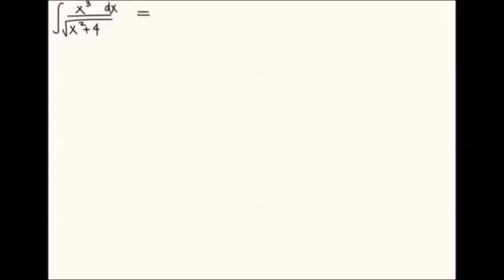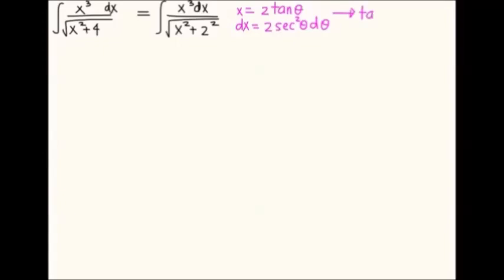We're now going to do a harder integration involving trig substitution. We have the integration of x cubed dx divided by the square root of x squared plus 4. We can simplify this a little bit more to the integration of x cubed dx divided by the square root of x squared plus 2 squared. We can then set x equal to 2 tangent of theta. dx then will equal 2 secant squared theta d theta, but it will be helpful if we set tangent theta equal to x divided by 2.